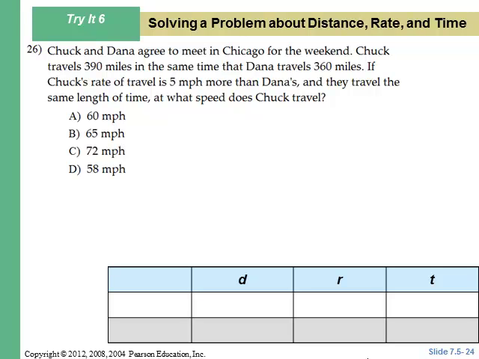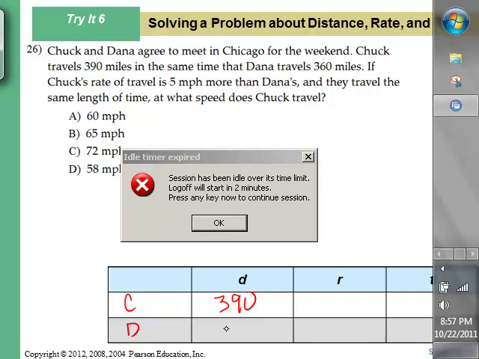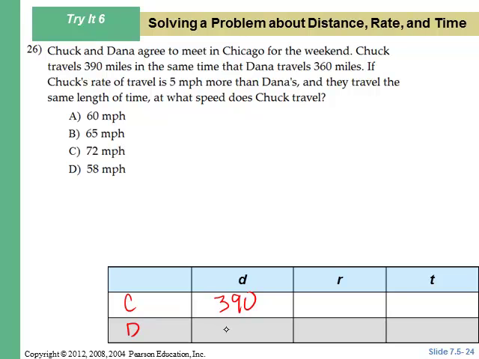Okay, this is interesting. Another distance, rate, time problem. We've got Chuck and Dana. Agreed to meet in Chicago for a weekend. Chuck travels 390 miles in the same time that Dana travels 360. Chuck's rate is 5 more than Dana. So this is Dana plus 5. This is Dana. And the time is the same in each case.